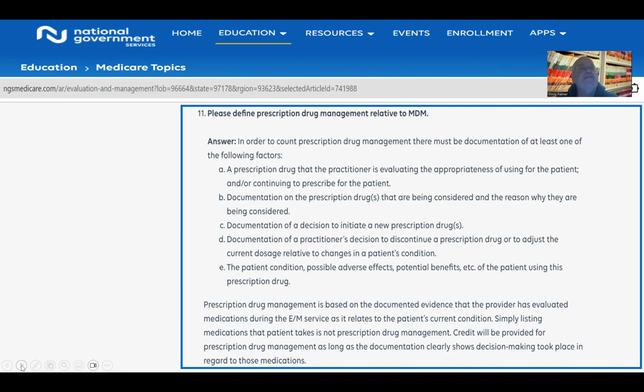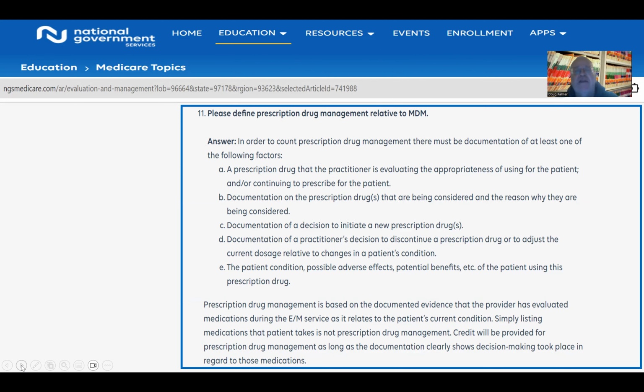This is NGS, National Government Services. Again, another CMS MAC. Please define prescription drug management relative to MDM. In order to count prescription drug management, there must be documentation of at least one of the following factors. A prescription drug practitioner is evaluating the appropriateness of using for the patient and or continuing to prescribe for the patient.